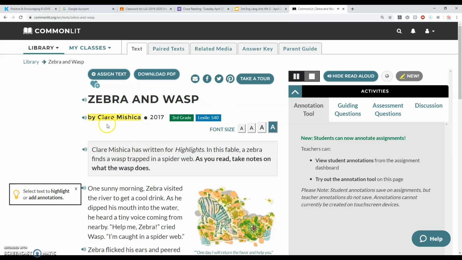Zebra and Wasp by Claire Masica, 2017. Claire Masica has written for Highlights. In this fable, a zebra finds a wasp trapped in a spider web. As you read, take notes on what the wasp does.